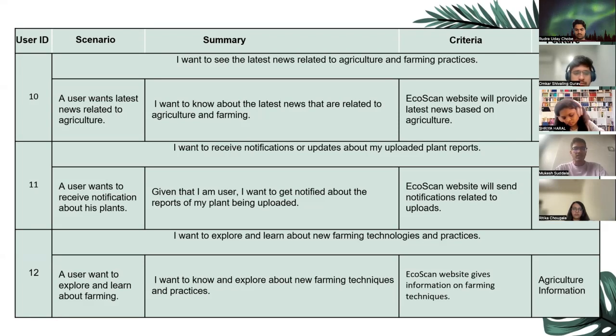And another case scenario where a user wants to receive notifications about his plants. When a user wants to be notified about all the reports and all the images of the plants, our website will send timely notifications whenever needed for that user. This comes under the notification feature. And when a user wants to explore and learn about farming, our EcoScan website will be able to provide all the information needed about plants. So this comes under the agriculture information feature. Next slide, please, Omkar.